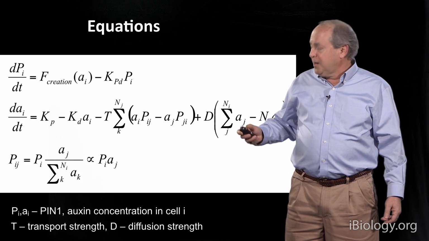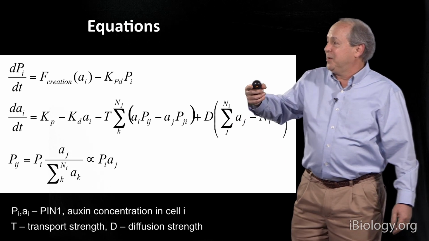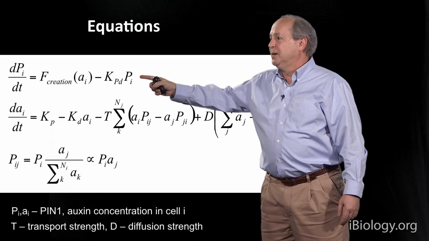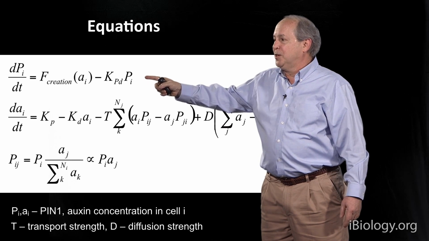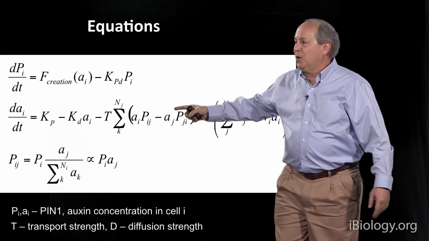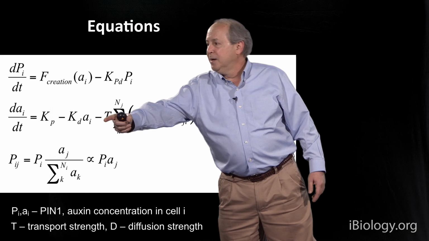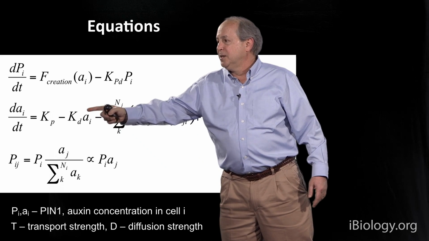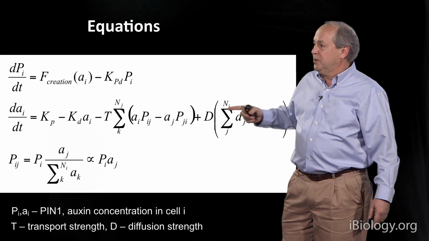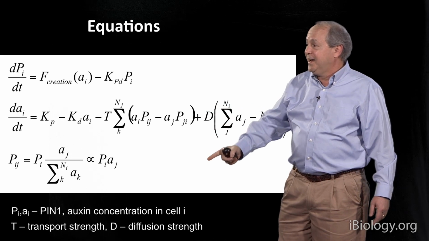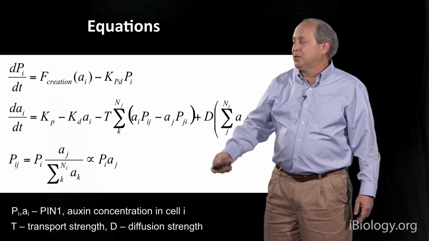And so we can take our three parts to our model: that the amount of auxin efflux carrier changes with time relative to the concentration of auxin, that the amount of auxin in an individual cell is equal to the production of auxin minus the degradation of auxin minus the amount of auxin that's pumped out through the efflux carrier plus the amount that diffuses back in, and the direction in which PIN1 sends the auxin is towards the auxin-rich cells.